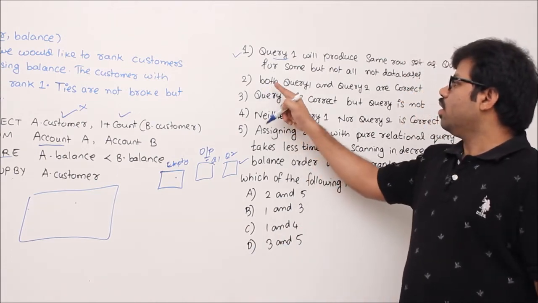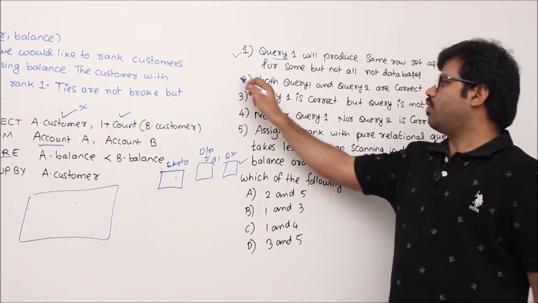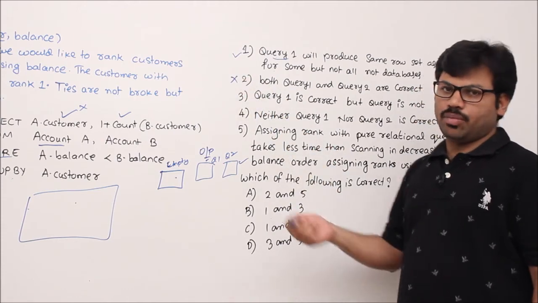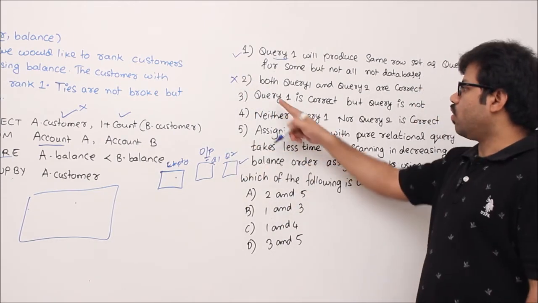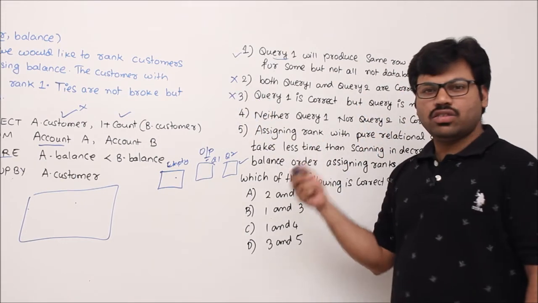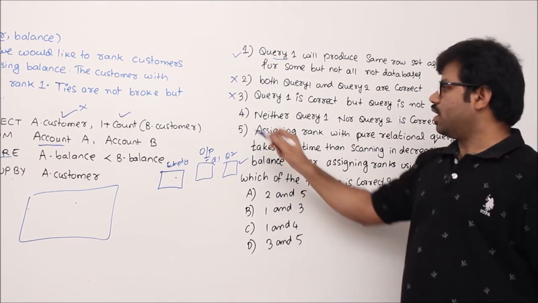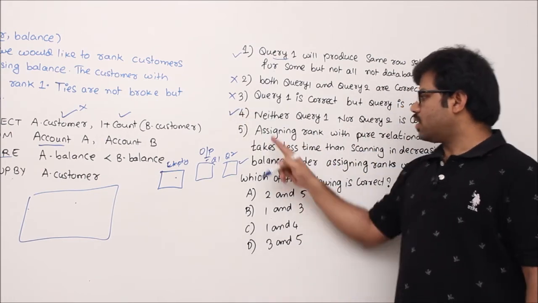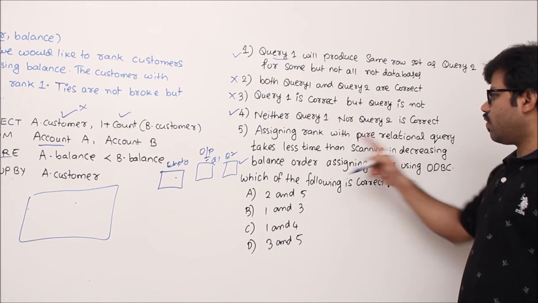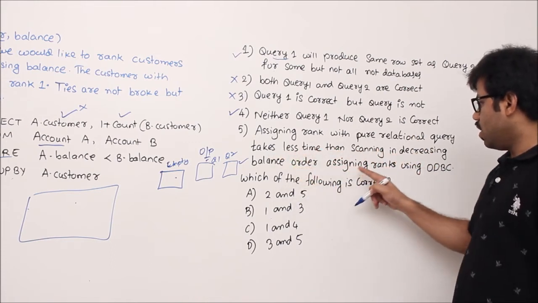Now second one, both query 1 and query 2 are correct implementations. Absolutely false. None of them is correct implementation. We have seen it, correct? Now query 1 is correct but query 2 is not. This is wrong. Query 1 also not correct. Now neither query 1 nor query 2 is correct. Yes, absolutely right. Now assigning rank with pure relational query takes less time than scanning in decreasing balance order, assigning ranks using ODBC.